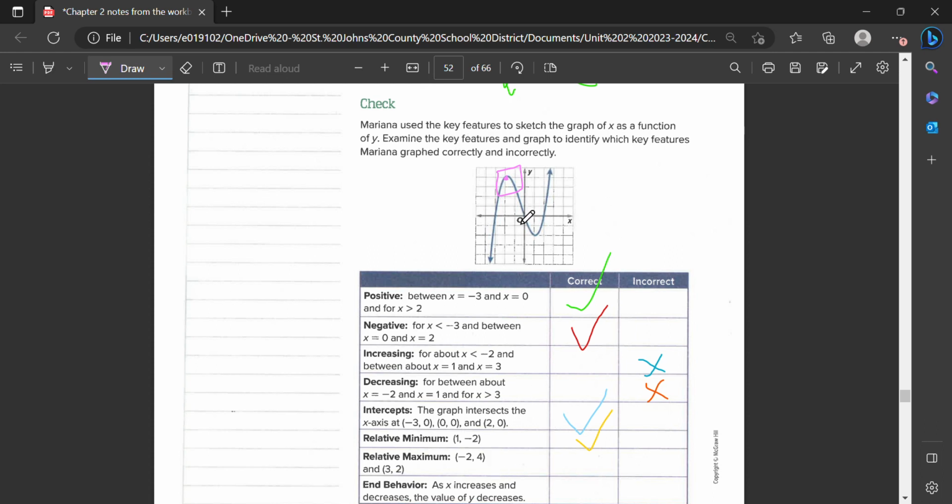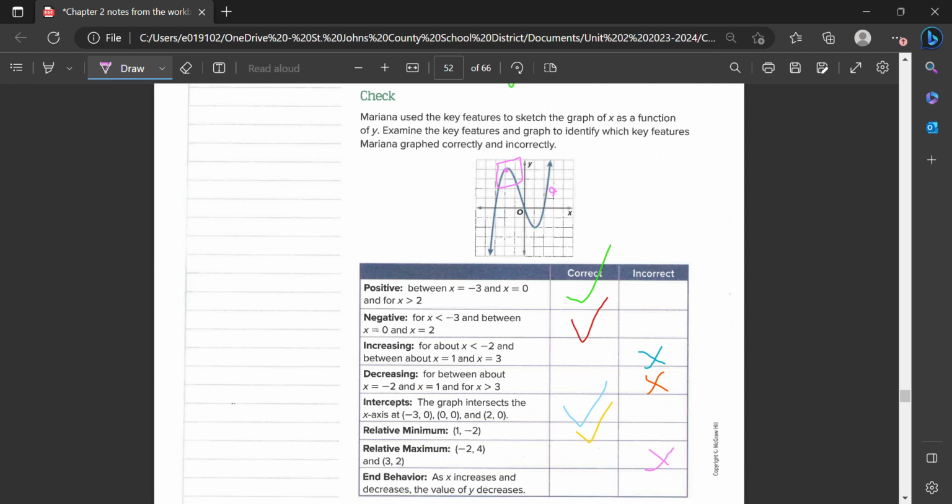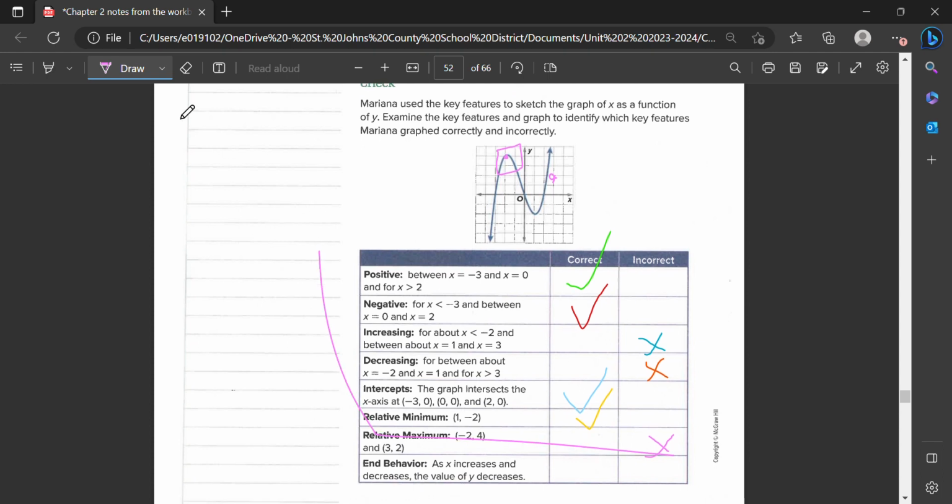Let's try 3, 2. So 1, 2, 3, 1, 2. That's not even on our graph. That point's not even on our graph, so no, this one is not correct.